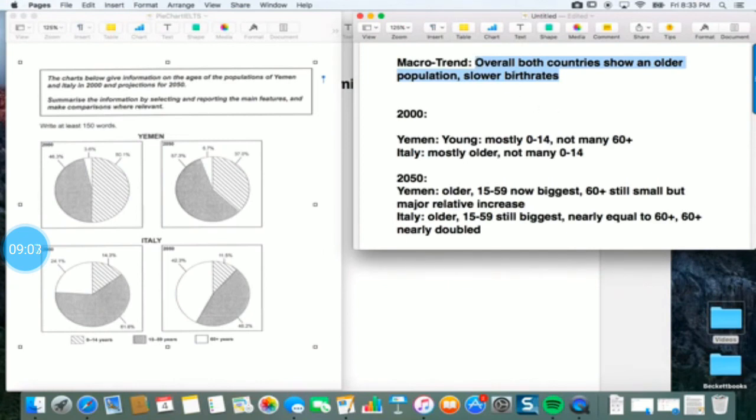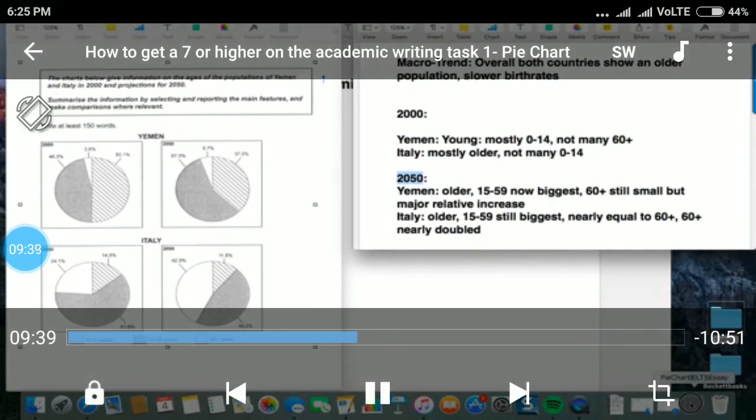Now I'm going to use this structure, 2000 and 2050, to organize my paragraphs. After I write my brief introduction, I'll go one paragraph for 2000, one paragraph for 2050. It is very important to find some way to organize your task into paragraphs. Find an organizing principle, something that gives the paragraph its main focus. So let's take a look at a sample essay.